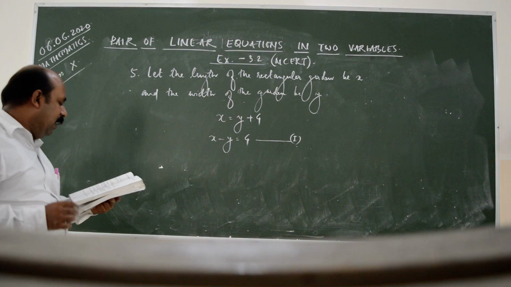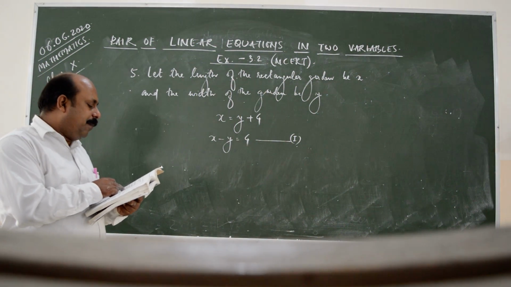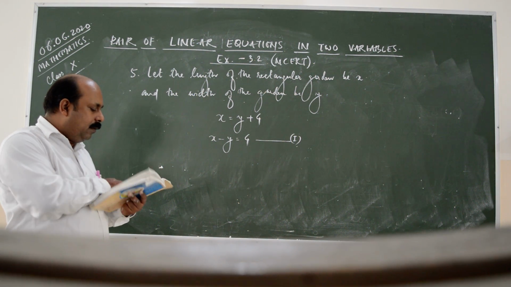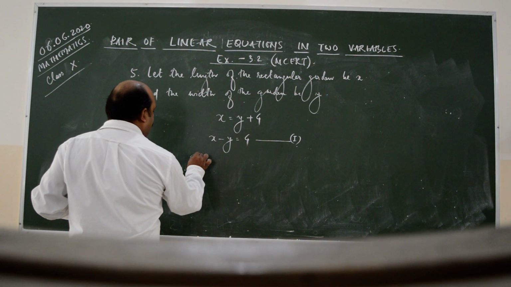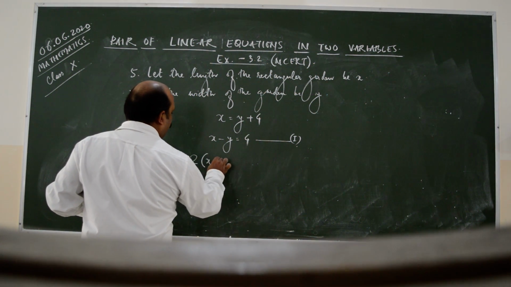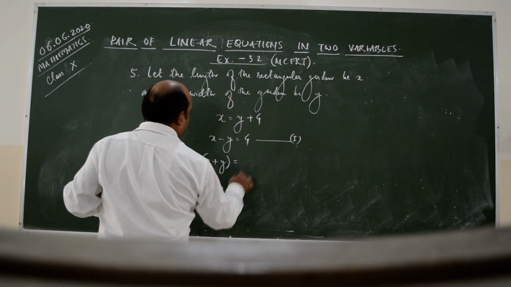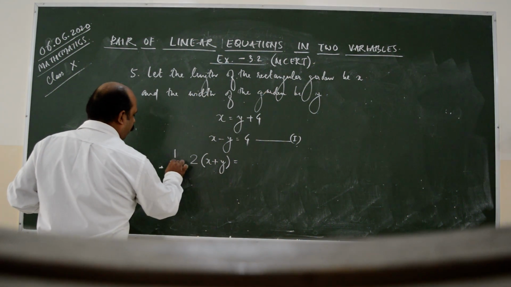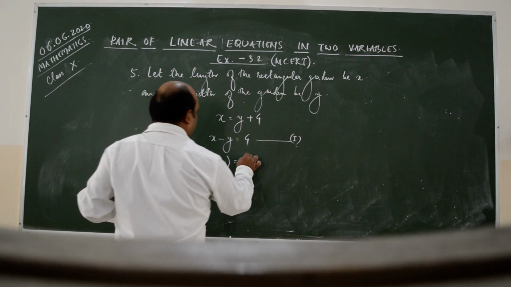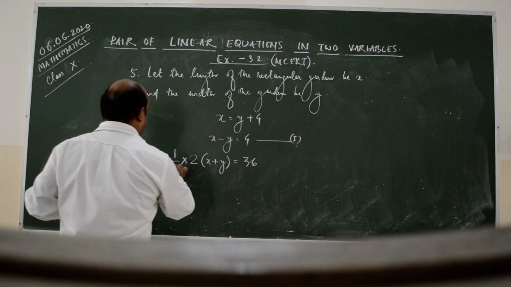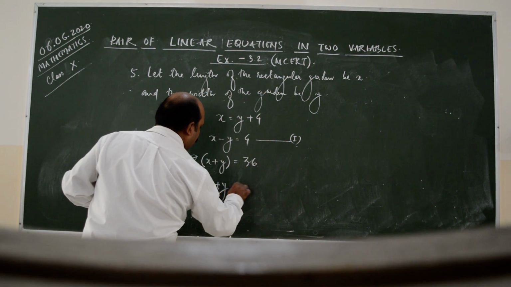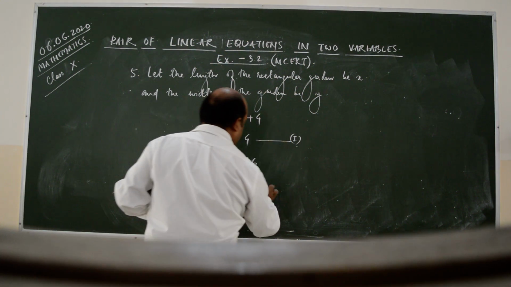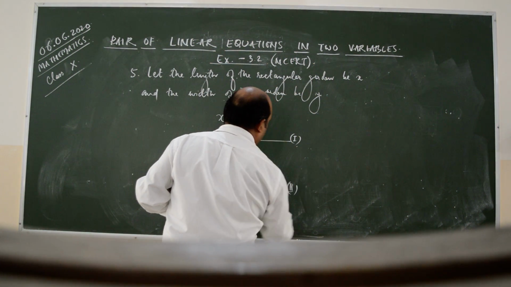And what is the second condition? Half the perimeter of the rectangular garden is 36. So the perimeter of the rectangular garden is 2 into (x plus y). So half of this perimeter is equal to 36. So we can cancel out these two. So x plus y is equal to 36. So this is the second equation.